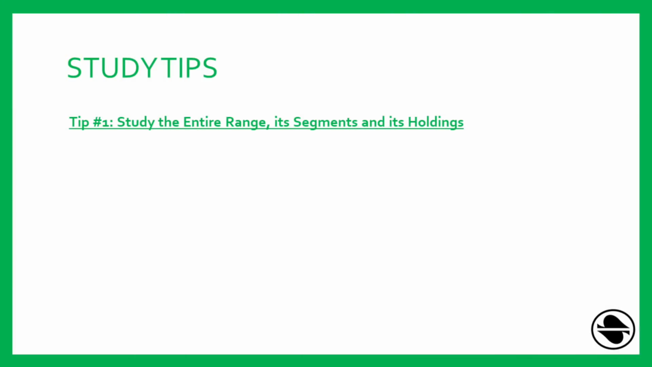And now the final part, study tips. The first tip is to review the entire range, including its segments and holdings, for both the hero and the villain on each street. I think some people may use PIO to analyze a particular hand they played, which gave them trouble, and once they identify the optimal strategy for their specific hand, that's the end of their study.